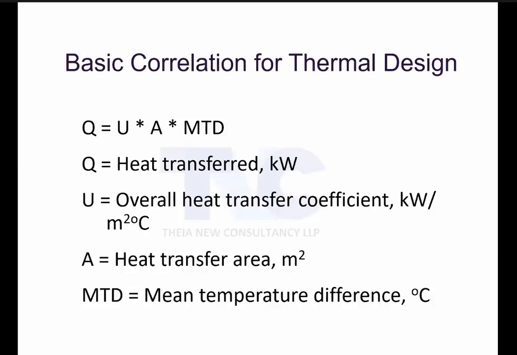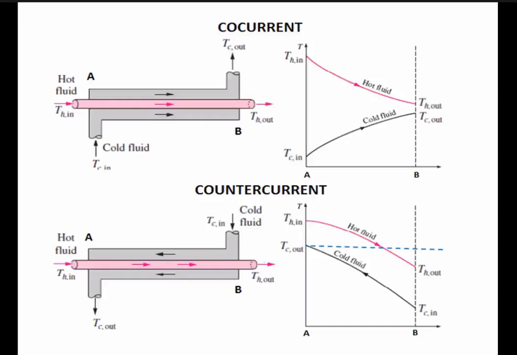UAMTD or UALMTD. Now LMTD, we are going to discuss what is LMTD. This is parallel flow and counter current flow. Sometimes they call it co-current or parallel flow, both are the same, and one is counter current. So LMTD you might have learned in your colleges, but I'm going to revise it for you and make it very simple.